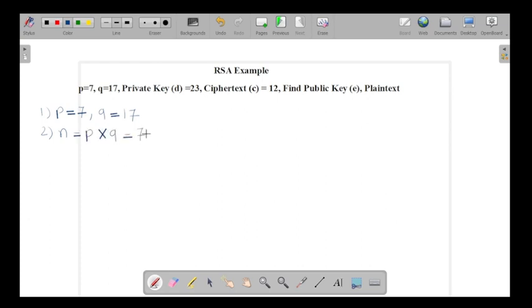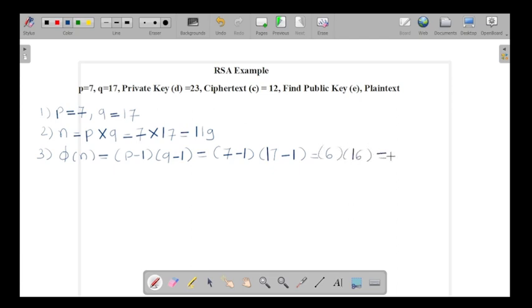Now we are finding N is equal to P into Q. So P into Q is nothing but 7 into 17, that is 119. And now phi of N is equal to (P minus 1) into (Q minus 1). We get 7 minus 1 into 17 minus 1, that is 6 into 16, which is 96. In the fourth step, we have to find the value of our E.